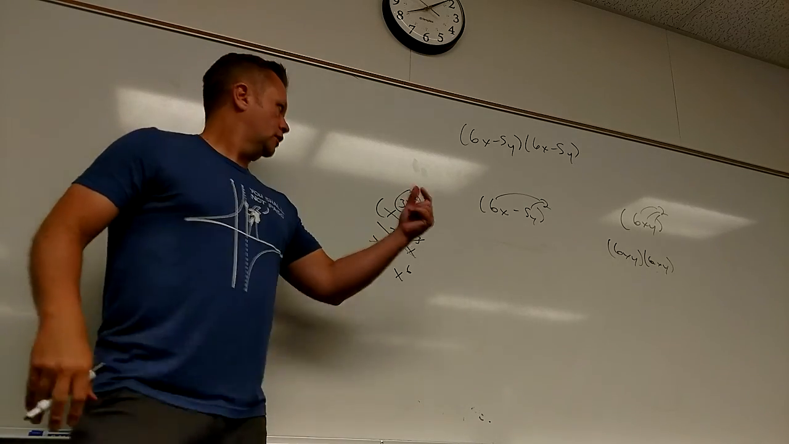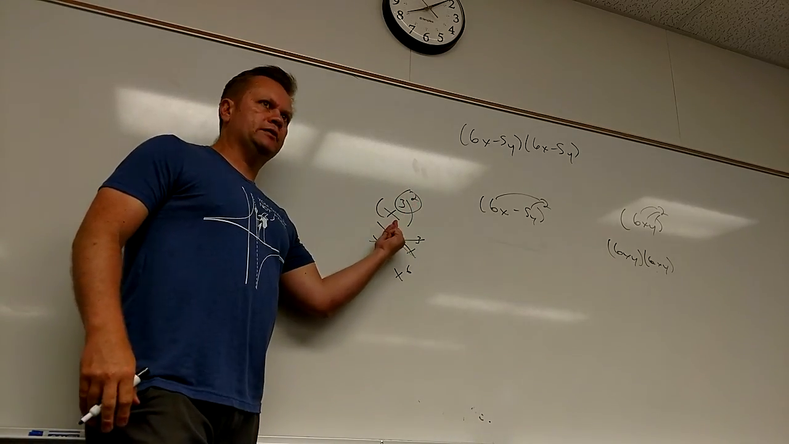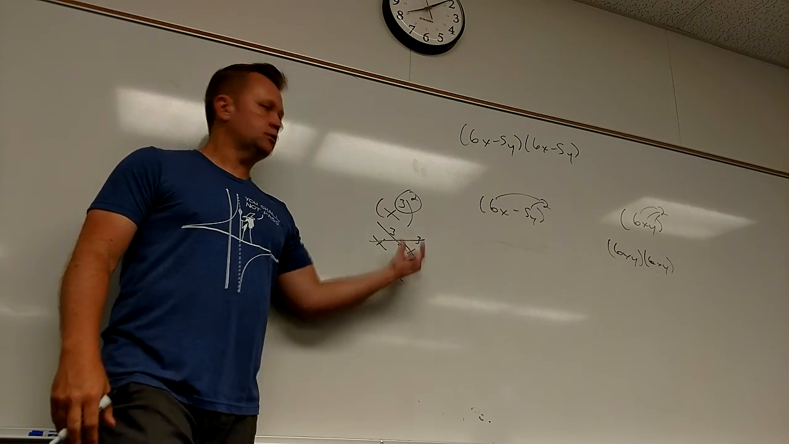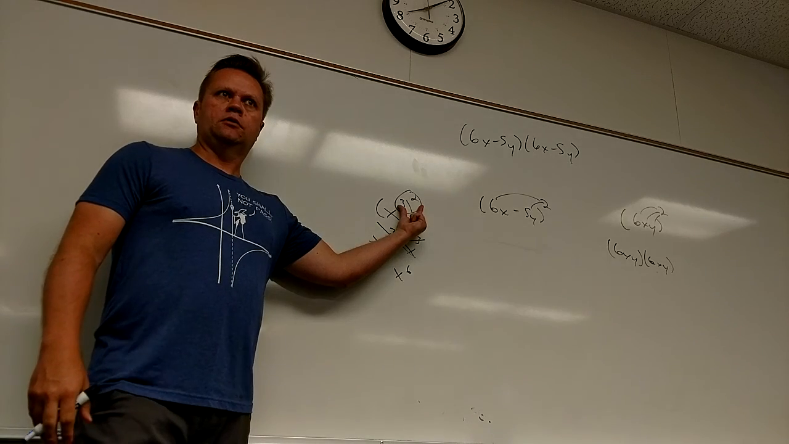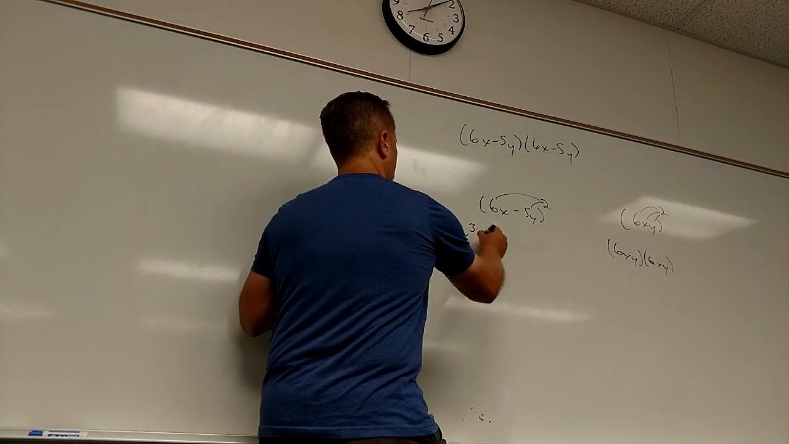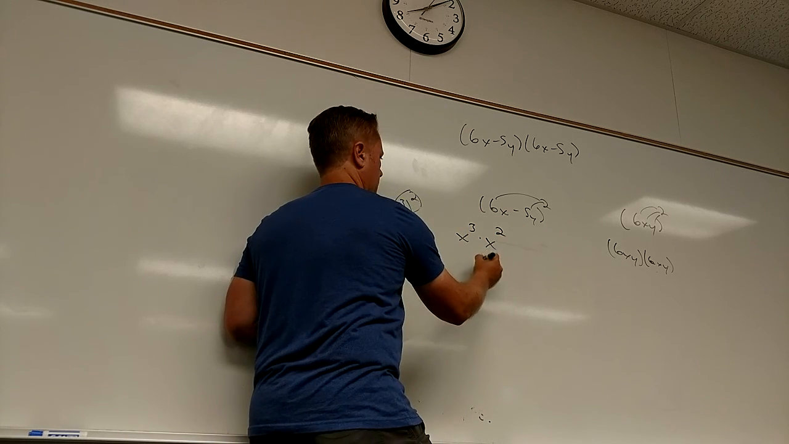I've got 2 crates with 3 X's in each. How many X's do I have? 6 of them. It's the same thing. That's why this is multiplication. Gotcha. Real quick, if it was x cubed times x squared, that of course would be x to the fifth.